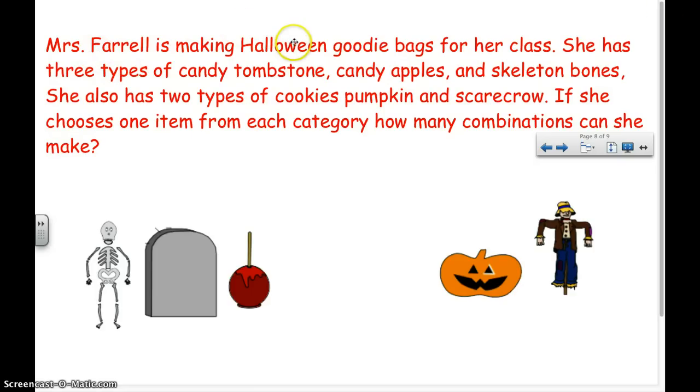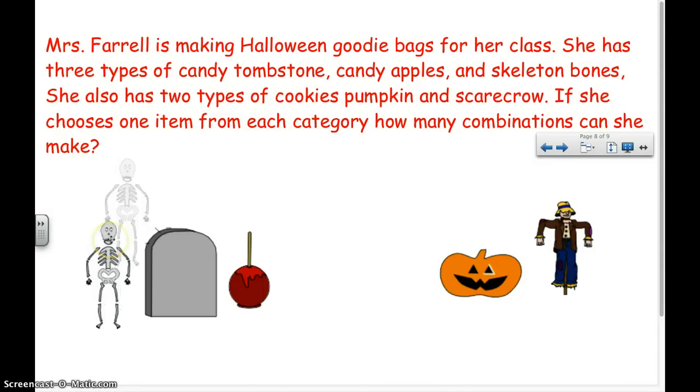Let's look at this again. Miss Farrell is making Halloween goodie bags for her class. She has 3 types of candy: tombstone, candy apples, and skeleton bones. She also has 2 types of cookies, pumpkin and scarecrow. If she chooses one item from each category, how many combinations can she make?